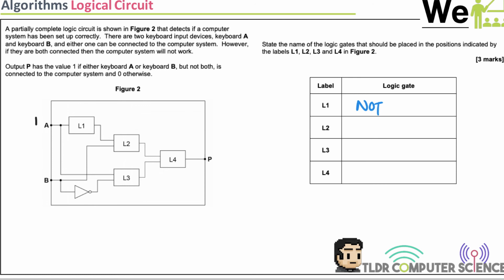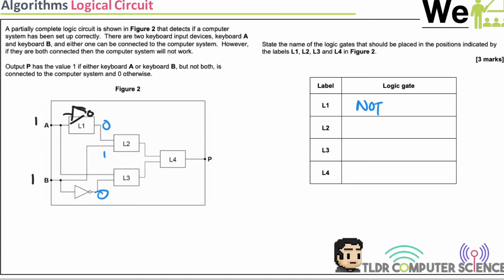So if A is 1 and B is 1, should the system work? If both the keyboards are on, should it work? No. So what we're going to have to do is evaluate it. Now we know that this is L1, what do we say it was? A NOT gate. So let's evaluate what happens. A goes in there and it's 1. So at this point, what will it be? What's NOT 1? 0. So far, we've got 0 coming in here and 0 coming in here. B is going to be 1 going into here.